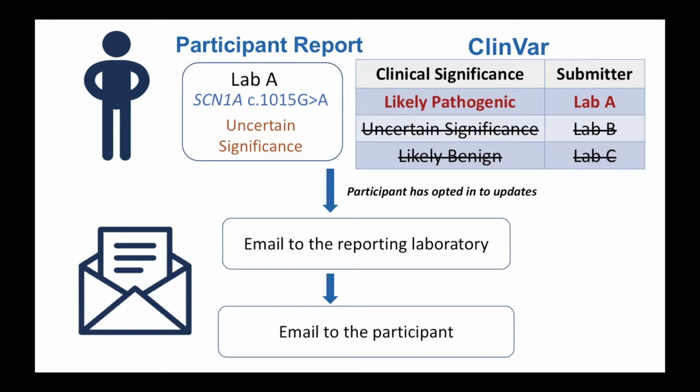In addition to providing information that can inform variant classification, patient data sharing allows patients to remain up to date regarding their genetic test results. If the Genome Connect team learns that a participant's report is out of date and the reporting laboratory has updated their classification, this information is provided back to participants that elect to receive it.